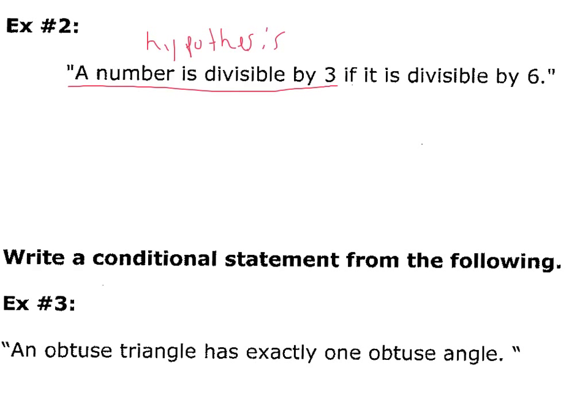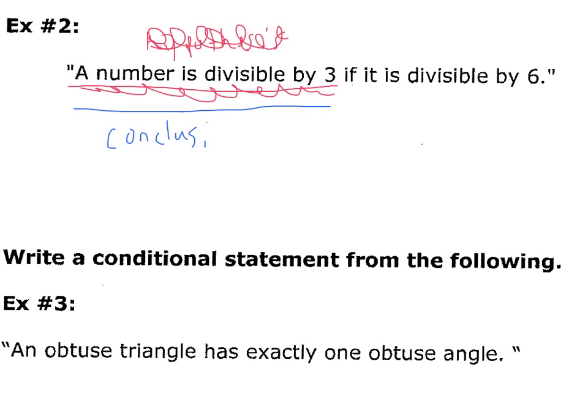Oops, excuse me. I made a mistake. Erase this. Completely ignore what I said right here. That beginning part is going to be your conclusion. Sorry. And your hypothesis is going to be the words that are after if. The words after if, I'll underline in red: it is divisible by 6. So that would be your hypothesis.